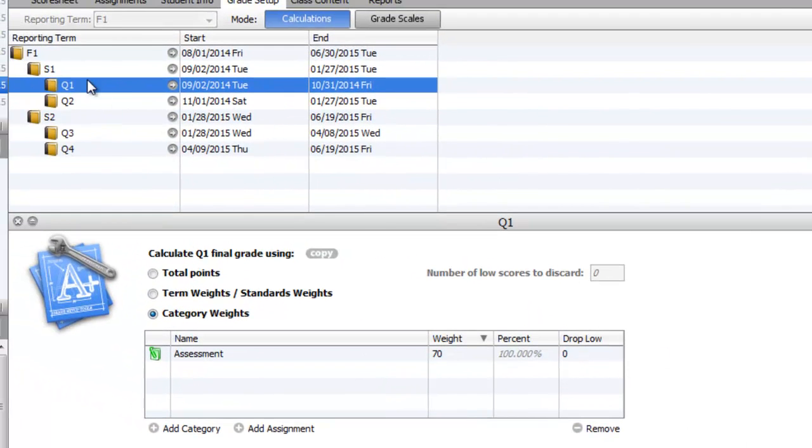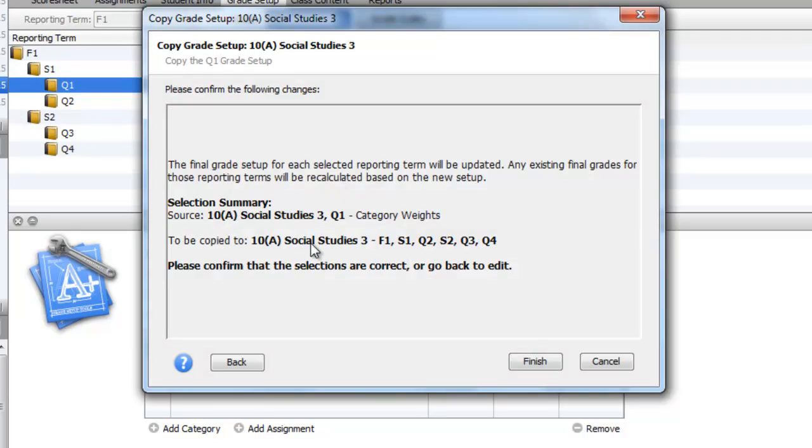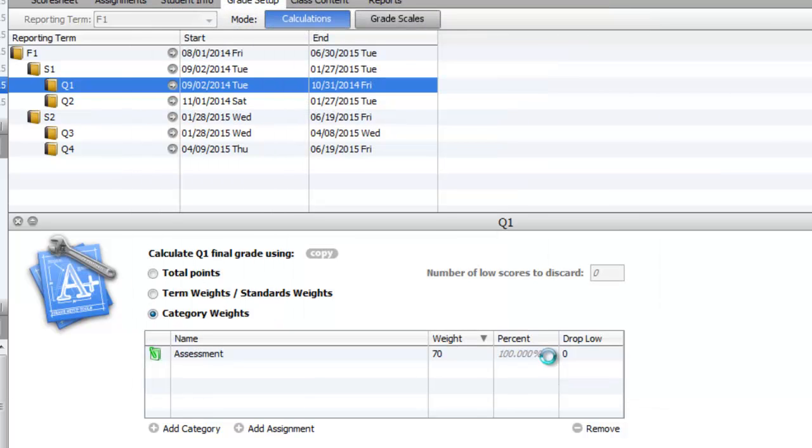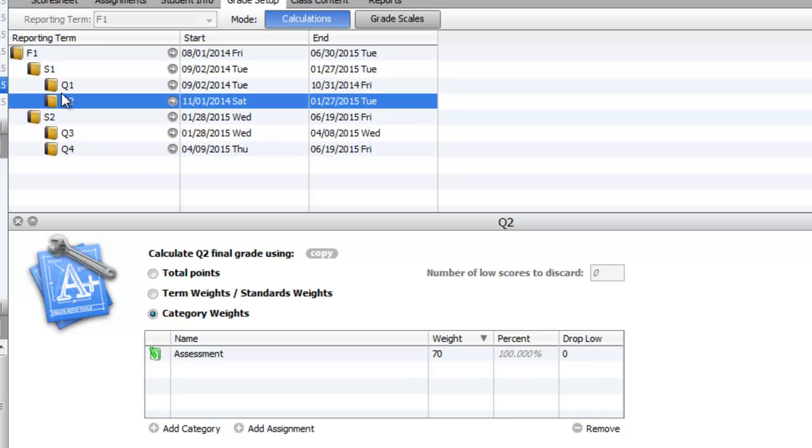So I'm going to copy Q1, so I can right click on Q1, this is to save time, and I'm going to paste this to all the other reporting periods, because you have your assessments throughout the whole year. It's cumulative. So this is just confirming that I've copied Q1 into all the other reporting periods. So now I have an assessment category of 70 in all my reporting periods.